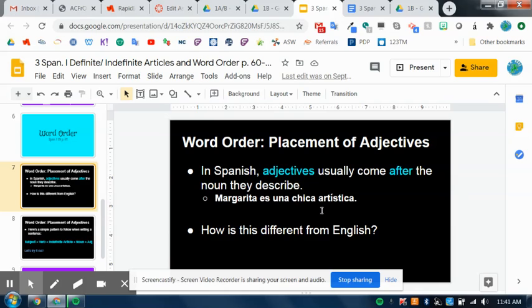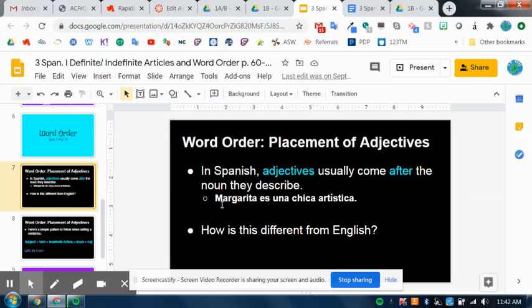So, for example, where does the president live? The White House, right? The White House. The house is the noun. The white, the color of it, is the adjective. But in Spanish, it would be the house that is white. We want to know what we're describing before we describe it.